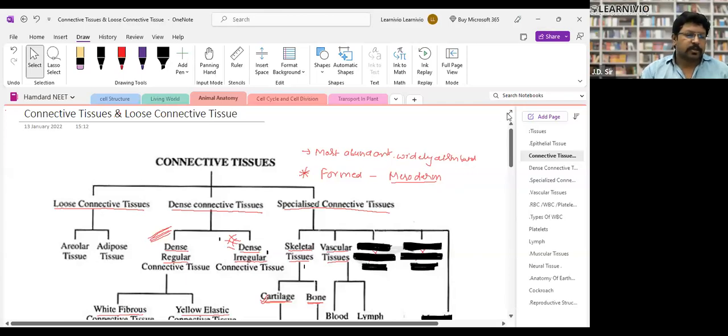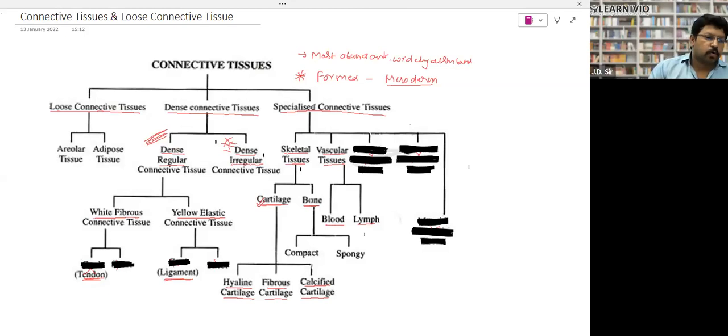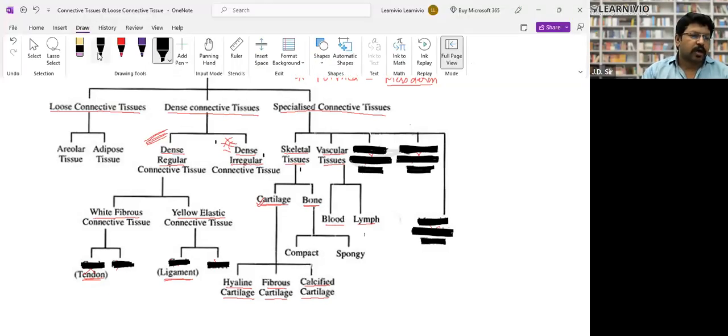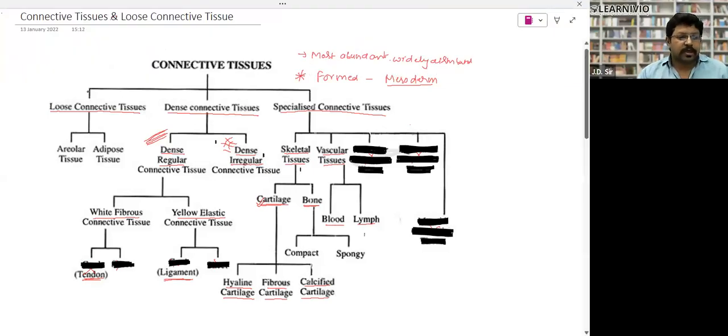Dense connective tissue has more density. After that there is specialized connective tissue, which has some special function. Connective tissues are the most abundant, most widely distributed, and form from mesoderm. Every animal embryo, like human, is triploblastic, made up of ectoderm, mesoderm, and endoderm, so these connective tissues are formed from mesoderm.